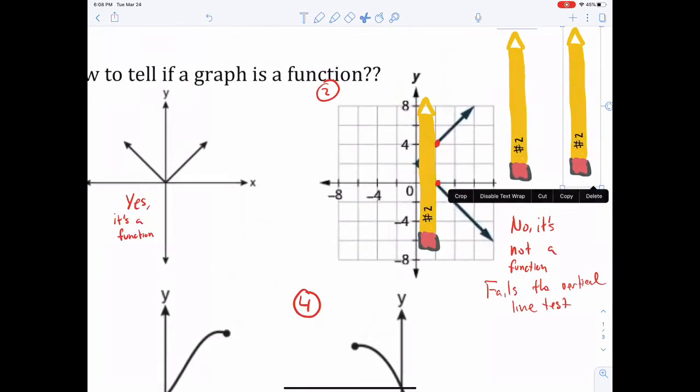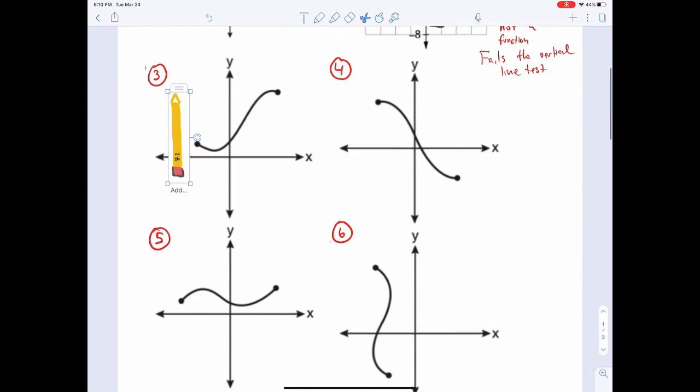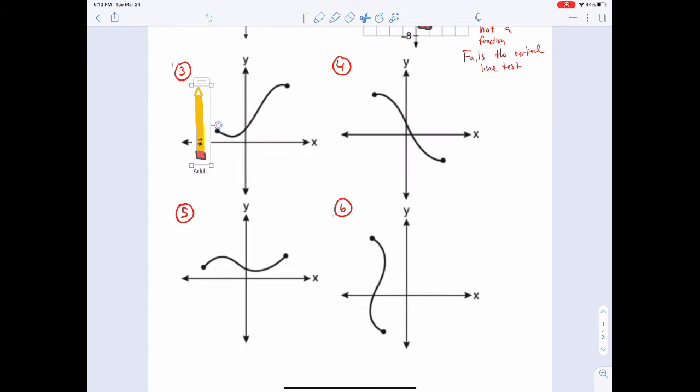Bear with me. All right, so on number 3 here, and 4, 5, and 6, I want you to either use your finger or your pencil, whatever it may be, create a sketch of that graph, and I want you to use the vertical line test and see what you get for 3, 4, 5, and 6. Does the pencil touch the graph more than once? So pause the video and then resume it to see the answers.